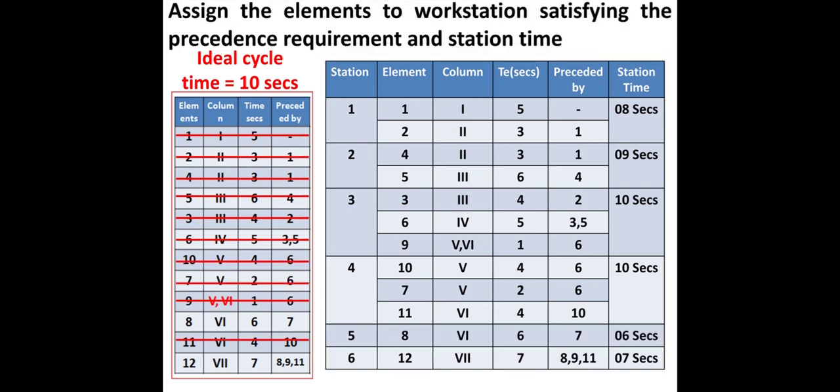Now I am left with only two elements, that is element number 8 and 12. 12 I can't take, because for 12, 8 is mandatory to be done, because it has the precedence constraint 8, 9 and 11. So station number 5 will have only one element, that is element number 8, with station time 6 seconds, and the last station, number 6, will have element number 12 of time 7 seconds. So by doing this we conclude that the number of stations is equal to 6 for this problem.